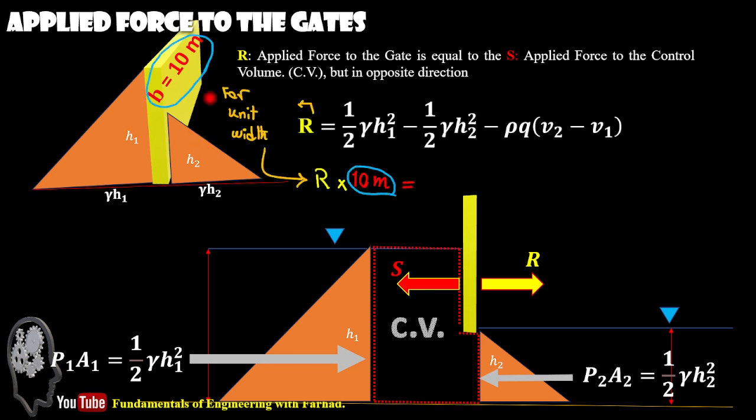R was the force for unit width, as we talked about. Then if you multiply this force by 10 meters, because we want to calculate for a gate, and the width of our gate, as you can see here, is 10 meters, you simply multiply that by 10. It gives you 157 times 10 cubed times 10, which is 1570 kilonewtons of force applied to the gate.